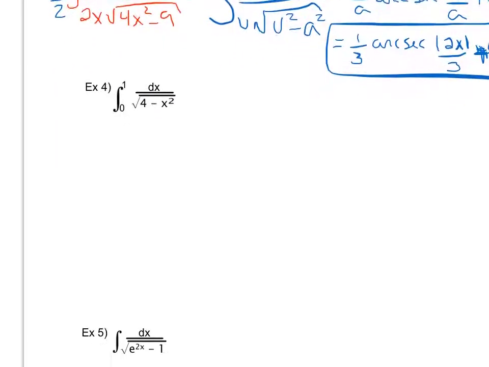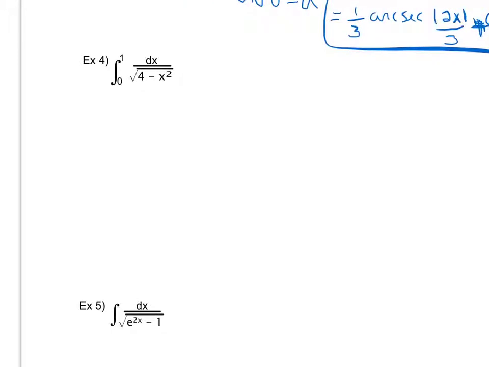Looking at example 4, I'm going to do the same thing. So again, if I were to try u substitution, 4 minus x squared, if I let that be my u, du is going to be negative 2x. I can't get an x in here, so I have to try something else.